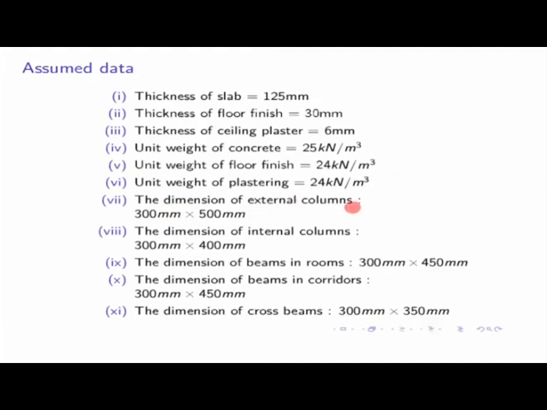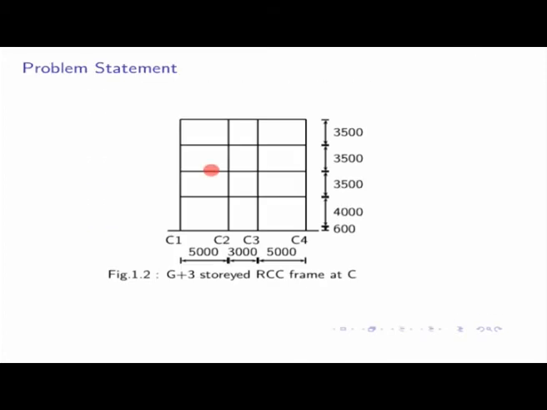The dimension of external columns 300 mm into 500 mm, dimension of internal columns 300 mm into 400 mm. What is that? Let me just explain. Let me go back. So this is an external column, and this is another external column. So these columns you are having, and this is internal. So we are having two different dimensions.